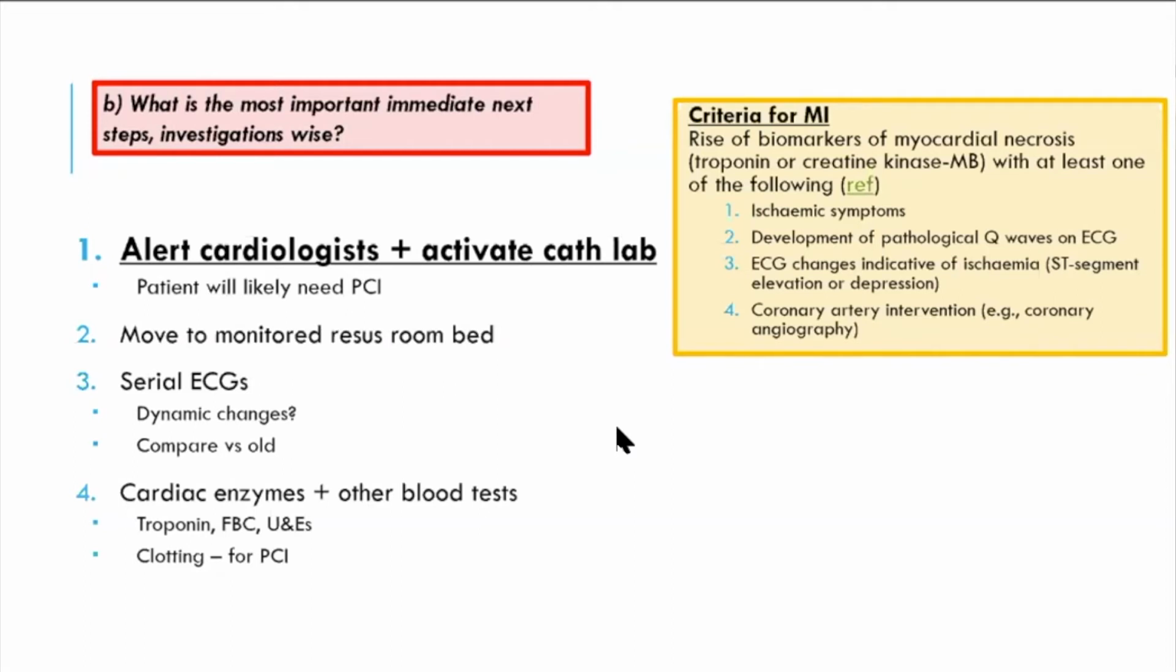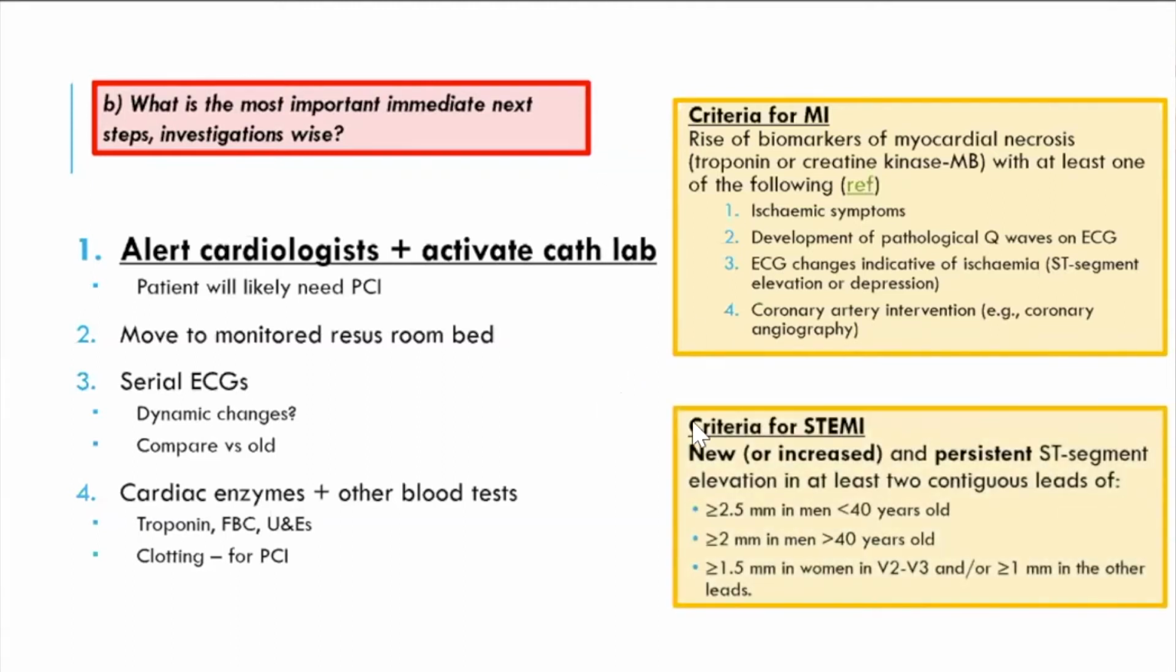ECG change is indicative of ischemia. So we've seen here ST elevation and reciprocal ST depression, and also if they've had some kind of coronary angiography recently that showed ischemic type changes, that there were big blockages, that also counts.